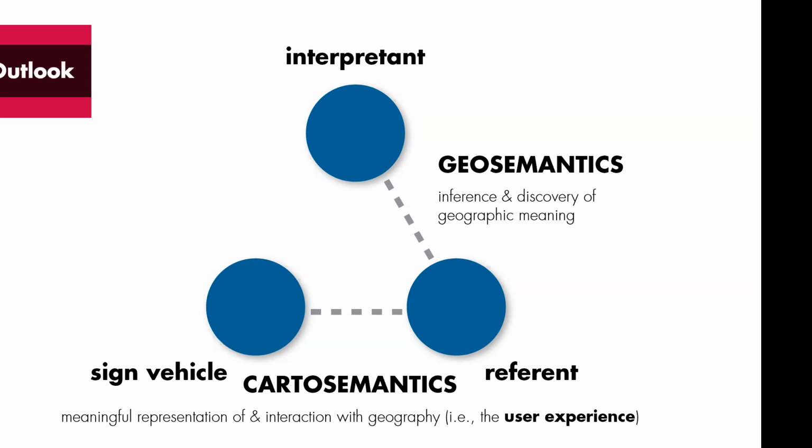We're really thinking about the audience, the user experience, right? And so maybe a cartosemantics is that mediation between the sign vehicle and the referent. You might say this is a metaphor for the difference between cartography and GI science. Broadly, I'm really painting in broad brushes here. I'm trying to be speculative, right?